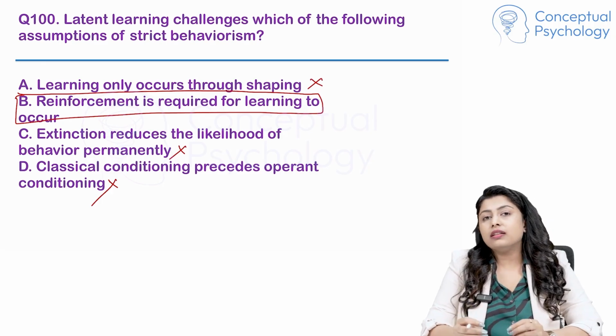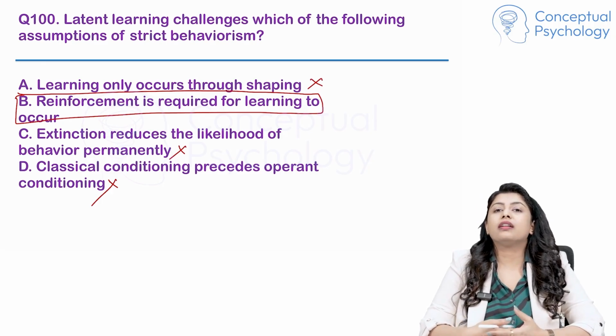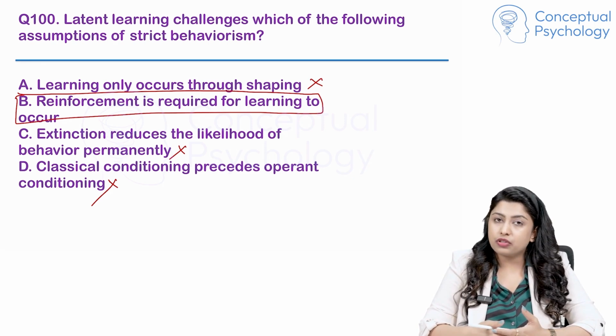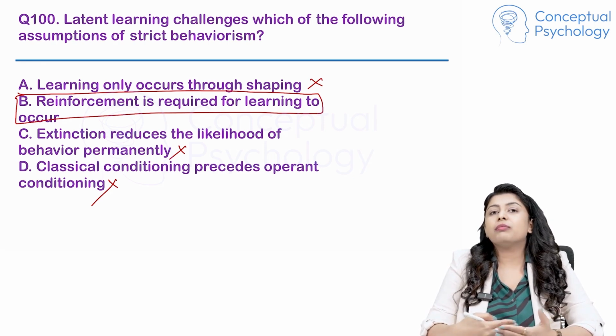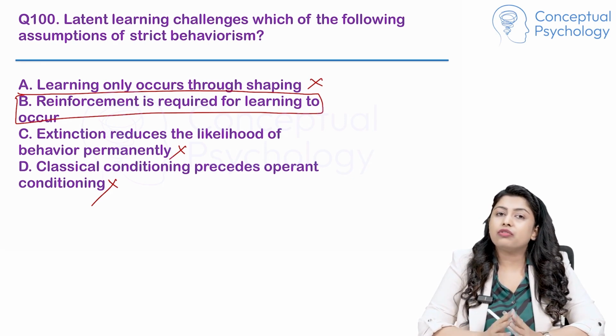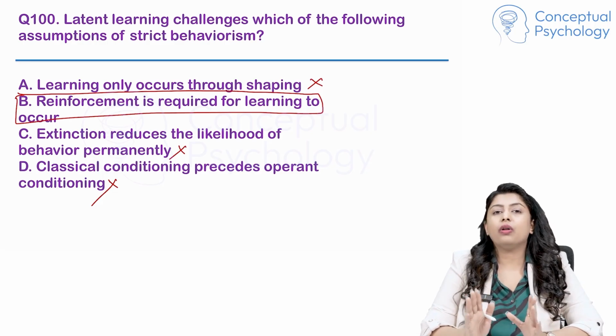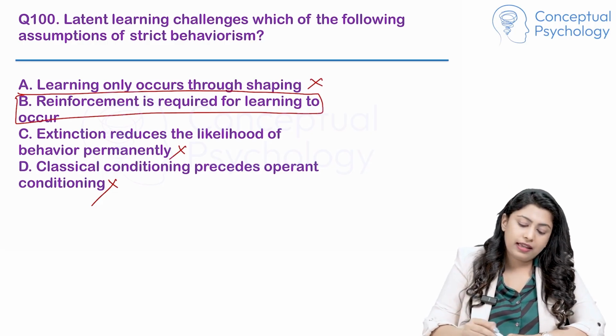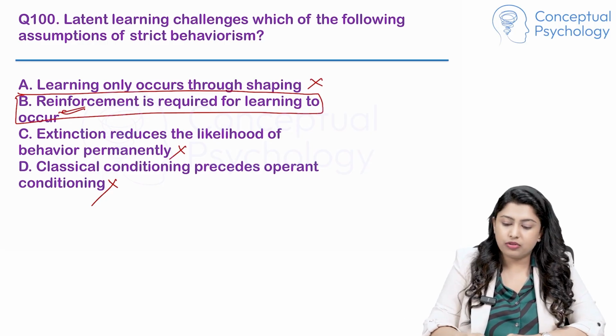So, latent learning demonstrates that learning can occur without reinforcement, challenging the behaviorist assumption that reinforcement is necessary for all learning. All right, hence B is the correct option.